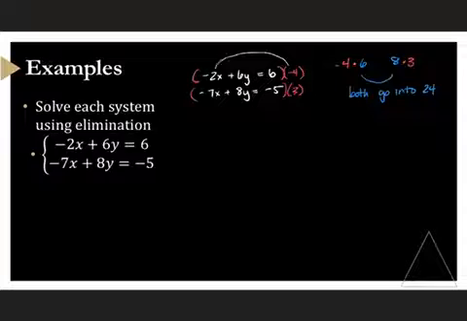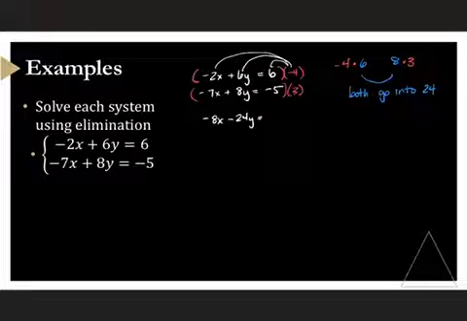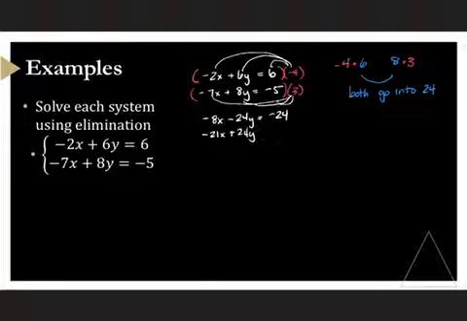Okay, so negative 4 times negative 2x is a negative 8x. Negative 4 times 6y is minus 24y. Negative 4 times 6 is negative 24. 3 times negative 7x is negative 21x. 3 times 8 is plus 24y. 3 times negative 5 is negative 15. That should be a plus 8x. Sorry.